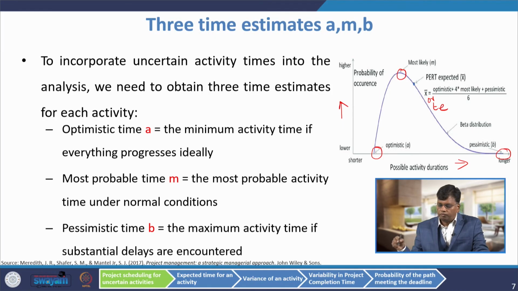We know that for any distribution there are 2 important things for us: one is the mean of the distribution and the other is the variance of the distribution. For our further calculations, even though 3 time estimates are given, we are going to use only the mean of those 3 time estimates, which I will explain in the next slide.